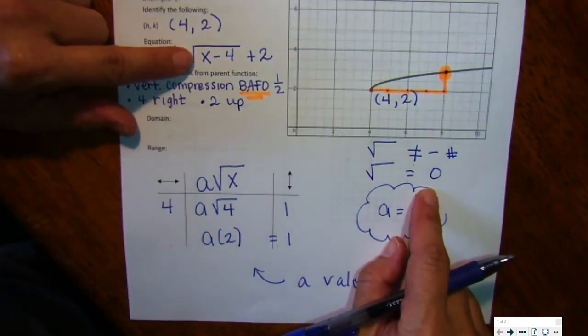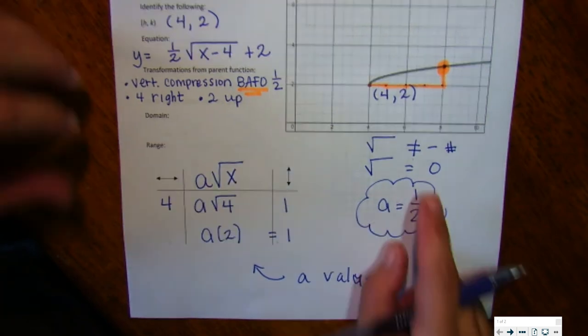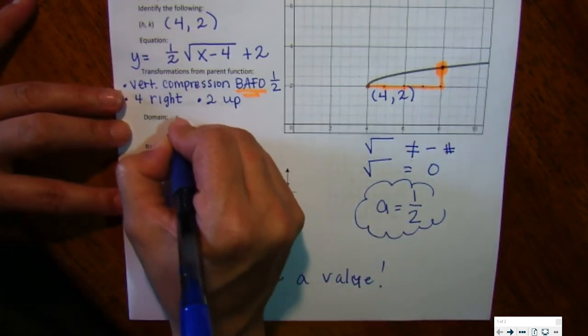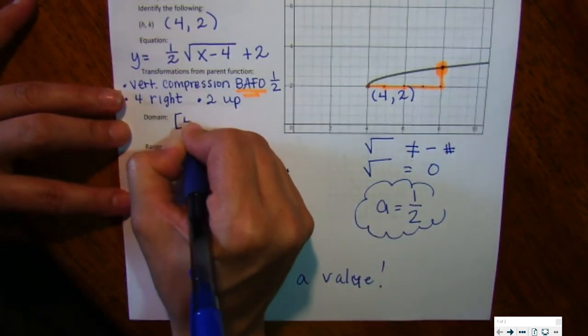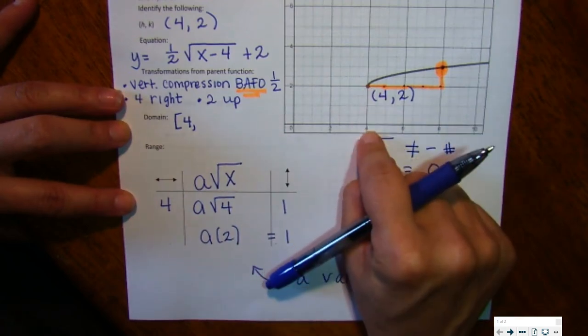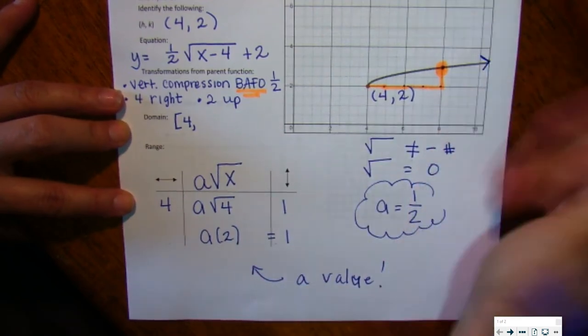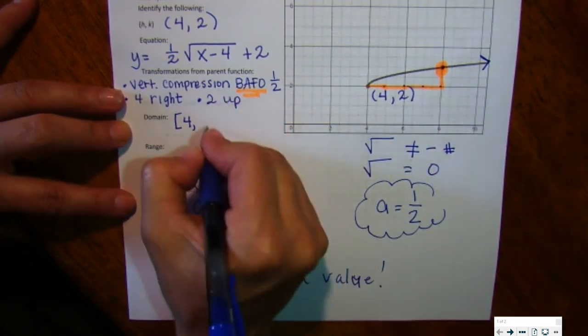What would make this value underneath the radical sign a 0? It would be a positive 4. So what's going to happen is we are going to start our domain at the positive 4 right here. And remember, this shoots off forever to positive infinity.